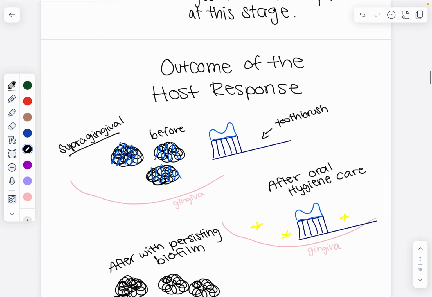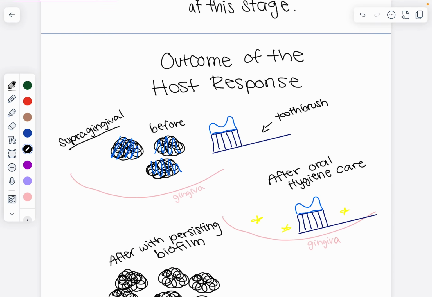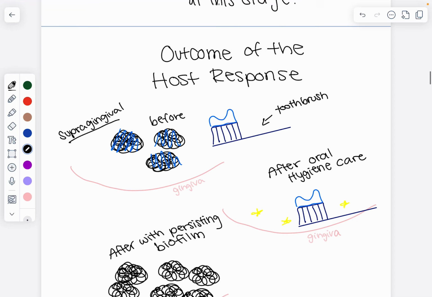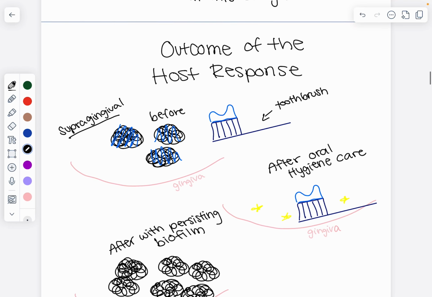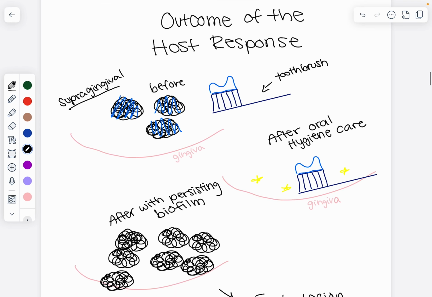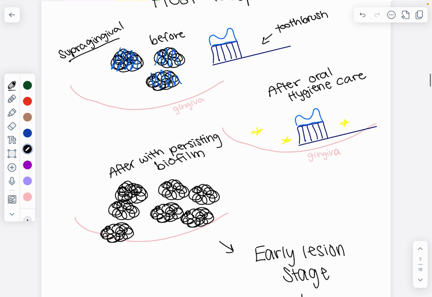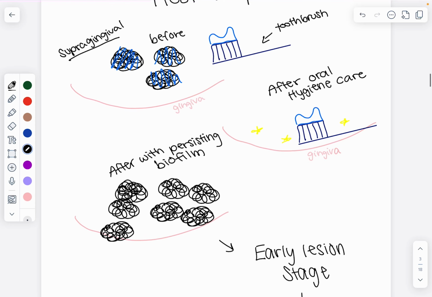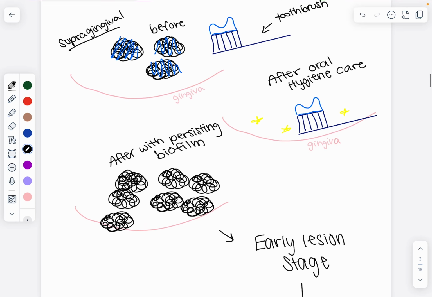Looking at the outcomes of the host response, in these early stages, if the microbial challenge is removed by oral hygiene, the host response resolves and the tissue returns to a healthy state without permanent damage. But if the biofilm continues to persist, it may turn into the process of the next stage, the early lesion stage.